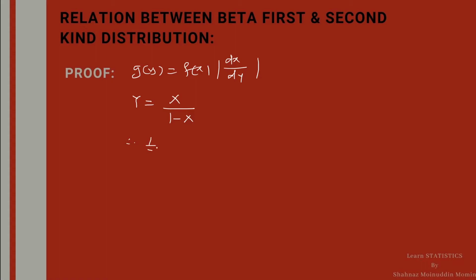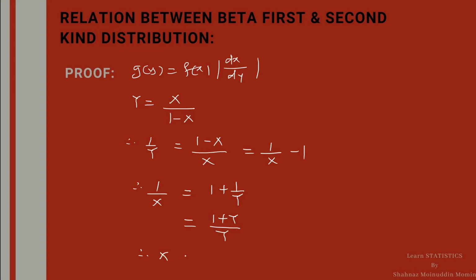Therefore 1 upon y is equal to 1 minus x divided by x. Divide x separately, then it is 1 by x minus 1. Hence 1 upon x is equal to 1 plus 1 divided by y. By taking the LCM we get 1 plus y upon y. Hence the value of x is x equal to y divided by 1 plus y. Call it equation number 1 for our further reference.